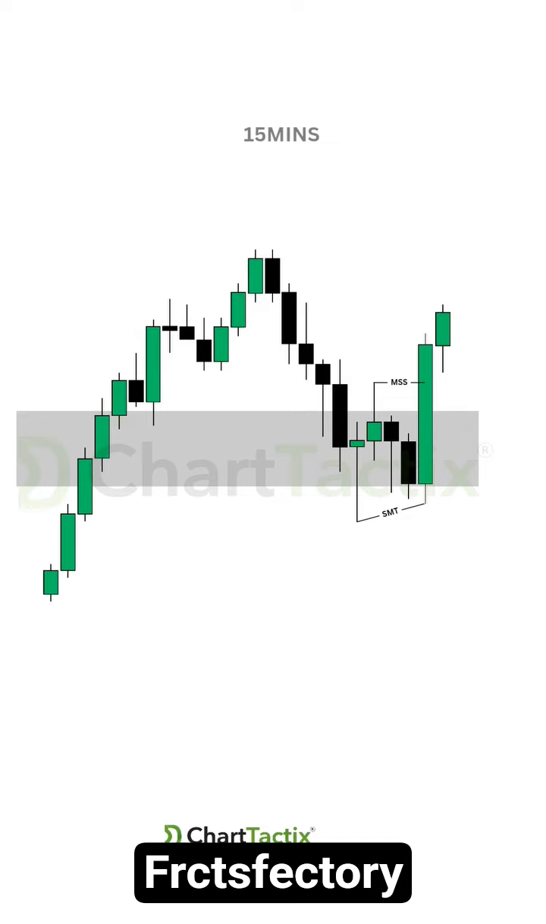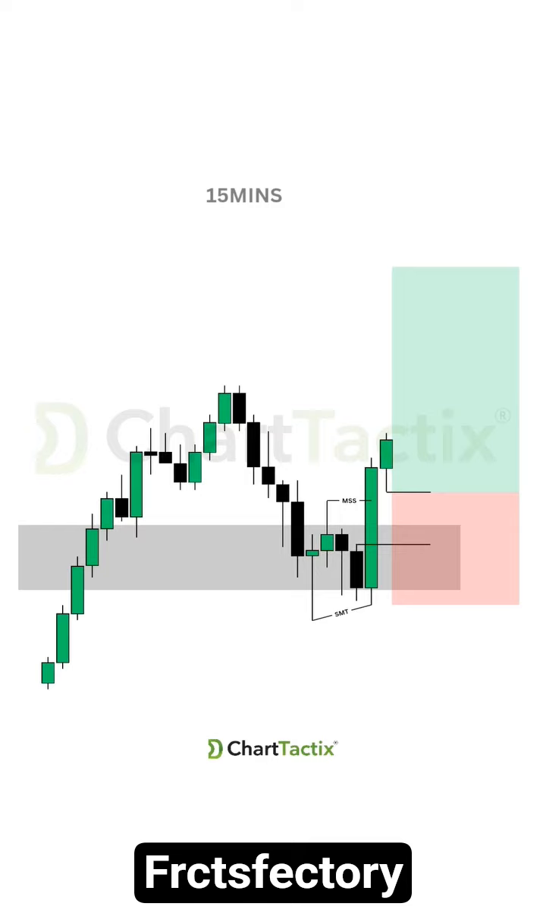And after the market structure shift, the next thing we look out for is a fair value gap. If price leaves behind a fair value gap, we then set our entry from that fair value gap. Our stop loss goes just below the SMT low, and we target a 1-to-2 risk-to-reward ratio.